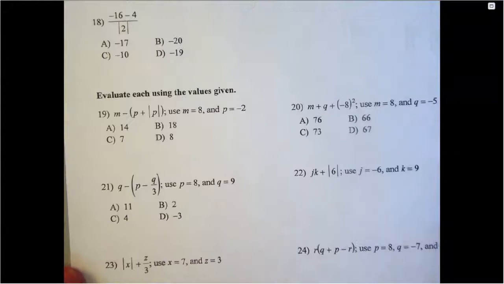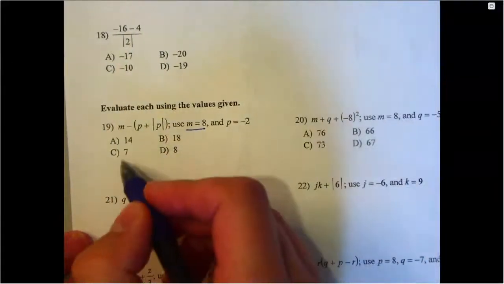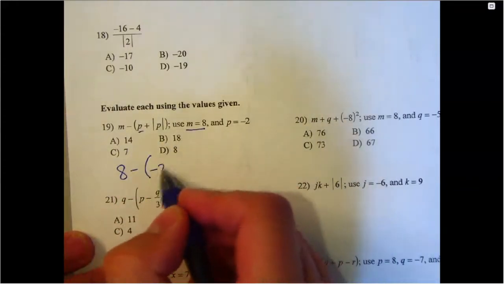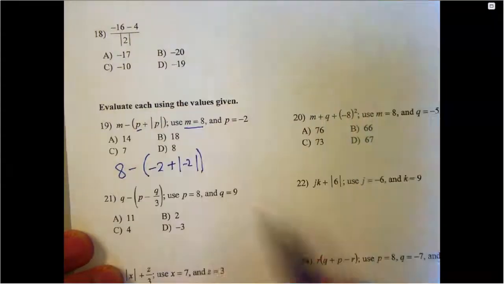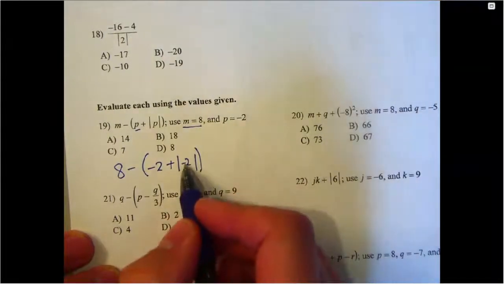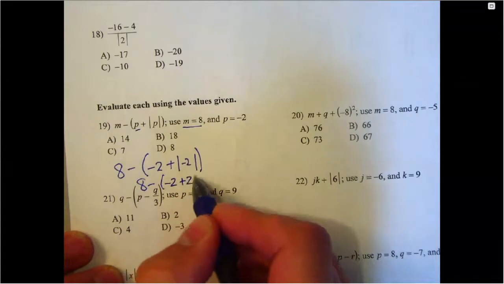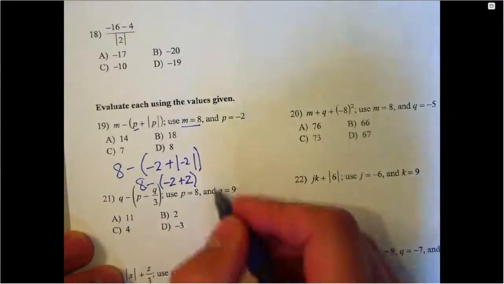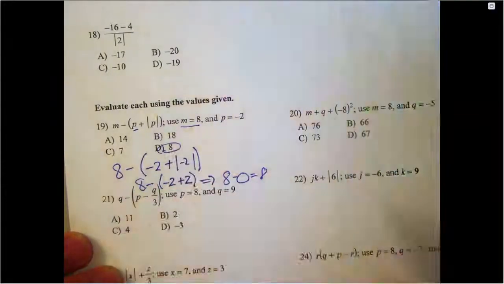I don't know, let's say number 19. So again, plug in. So M is 8. So 8 there, minus. P is negative 2. Plus the absolute value of P, well, P is negative 2 again. And then I gotta work this stuff on the inside. So the absolute value of negative 2 is 2. And then if I work inside the parentheses here, negative 2 plus 2 is 0. So this becomes 8 minus 0. Which becomes 8.